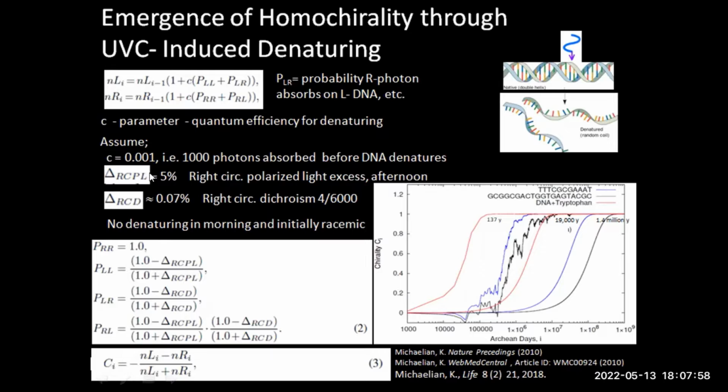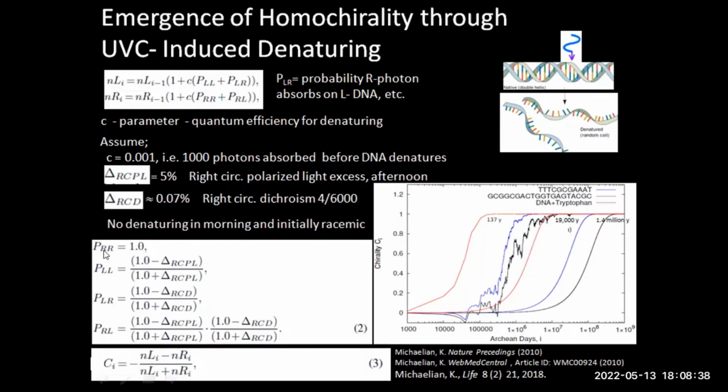And we have this small increase of about 5% in circular polarization in the afternoon, and let's say that's right-handed. It would depend on which hemisphere of the Earth you are at. It would be either right or left-handed in the afternoon. And we have a small circular dichroism. That means that the molecules absorb slightly more right-handed circularly polarized light than left-handed, but only a small amount, less than 0.1%.